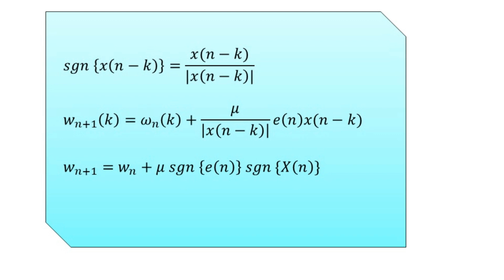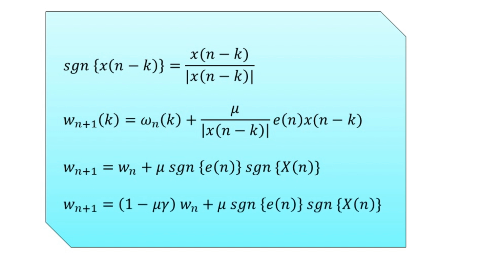Most of the times for the sign algorithm, the update equation practically is given by this expression where we have w suffix n plus 1 is equal to 1 minus mu into gamma, where gamma is the leakage term here. This bracket is multiplied to the weight vector w suffix n, further added by mu into the signum function of e of n into the signum function of x of n here. So this was all about the second type here for reduction in the computational complexity here.